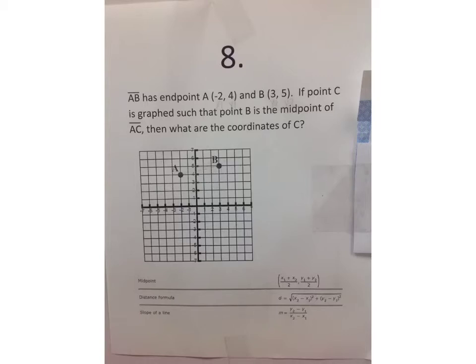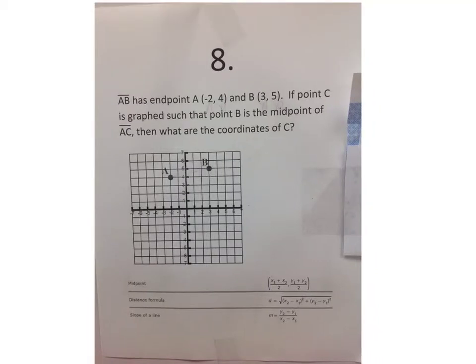Alright, here's part 2 of the review, starting with number 8. AB has an endpoint at negative 2, 4 and 3, 5. So if point C is graphed so that B is the midpoint, then what are the coordinates of C? So we have a midpoint, an endpoint, and we're looking for our other endpoint.